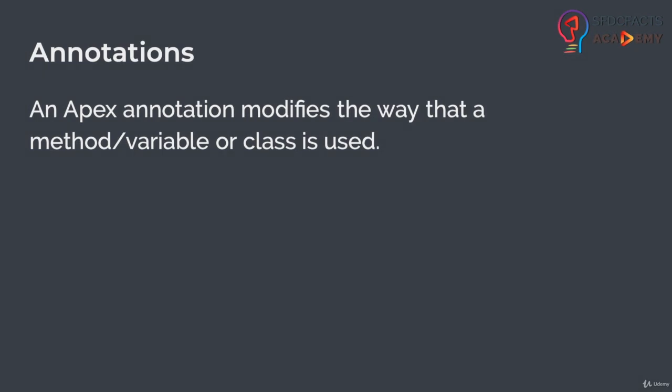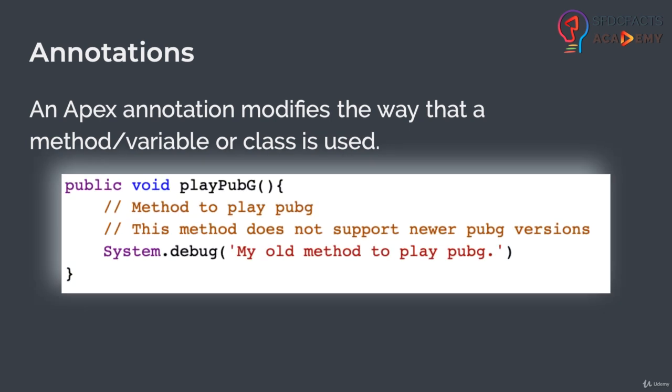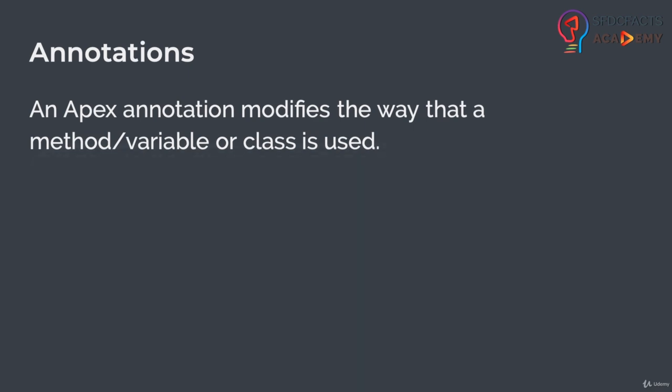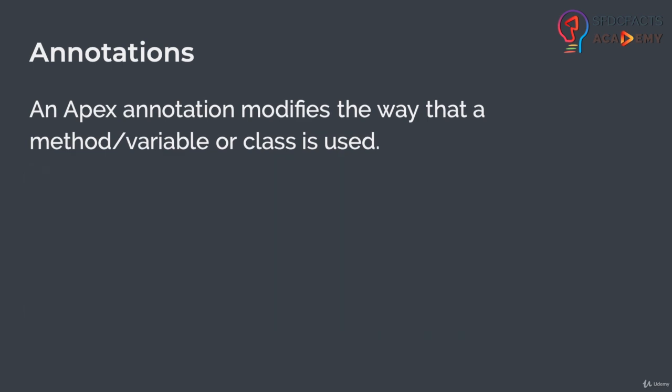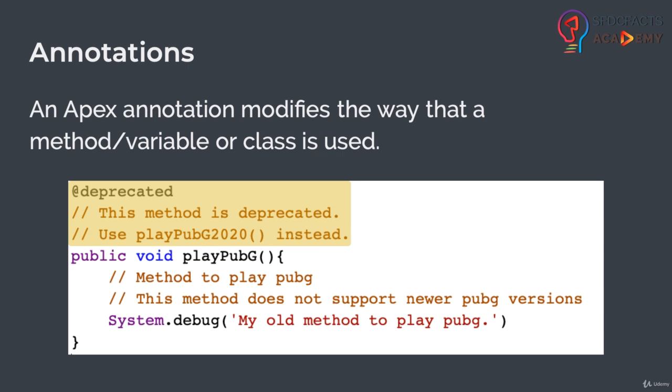For example, you have a method which runs some complex business logic. And now that business logic has changed a bit and you have written a new version of that method. So either you can delete the previous version or you can mark that previous version as deprecated so that your developers would know that this piece of code is deprecated and we should not use this method anymore.